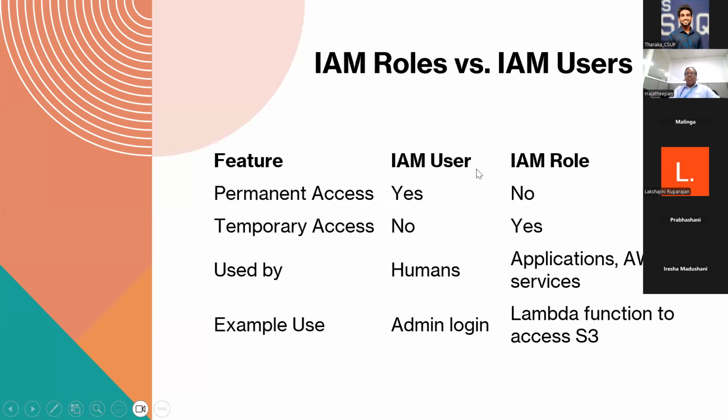So here, features: IAM user, IAM role. Permanent access: the user has yes, and the role is not permanent, it's temporary. Again, temporary access: no, yes. Used by humans because you are a user, and the role is more into application. Say if I attach a role, you can use it for users as well as applications. Example use: admin login, Lambda function.